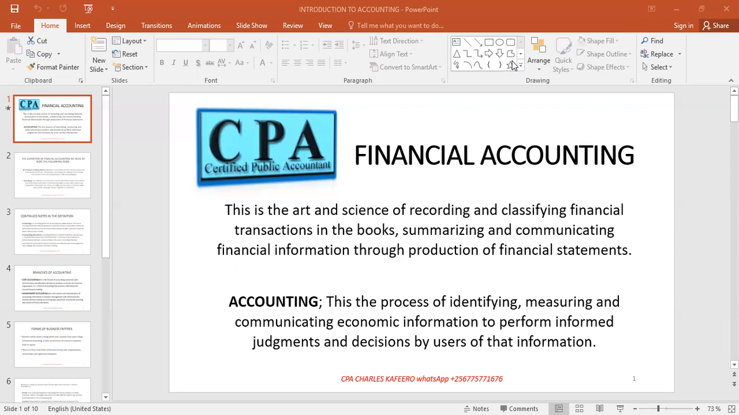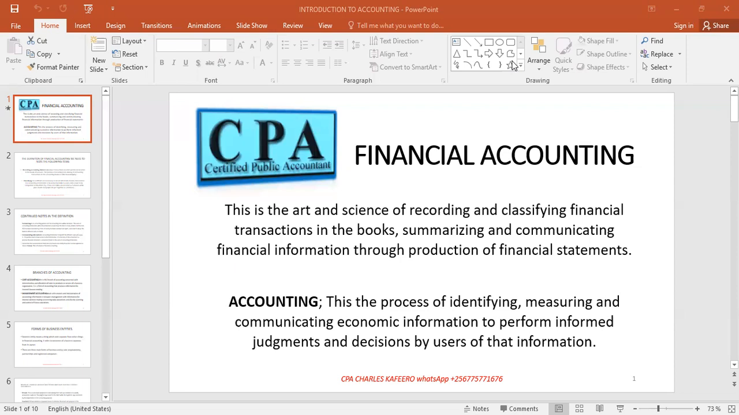Accounting is not a one-way process. It is a continuous process which has some steps you have to follow so that you are able to get the information and analyze it, and present it to the management for decision making. So as I said, accounting is the process of identifying, measuring, and communicating economic information to perform informed judgments and decisions by users of the accounting information.